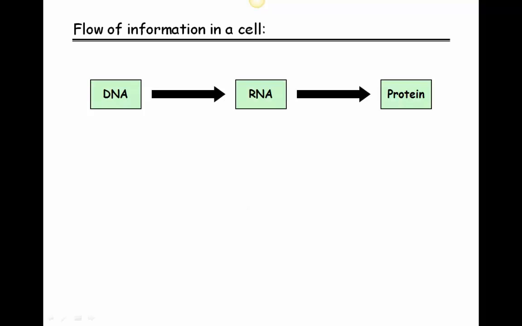Now what we see pictured on this slide is what's oftentimes called the dogma of molecular biology. And what that means is that this is how all the information flows within a cell. All of the information that a cell has is housed in the DNA molecules, which are present primarily in the nucleus, and then we do have a little bit inside some other organelles like the mitochondria and the chloroplast.